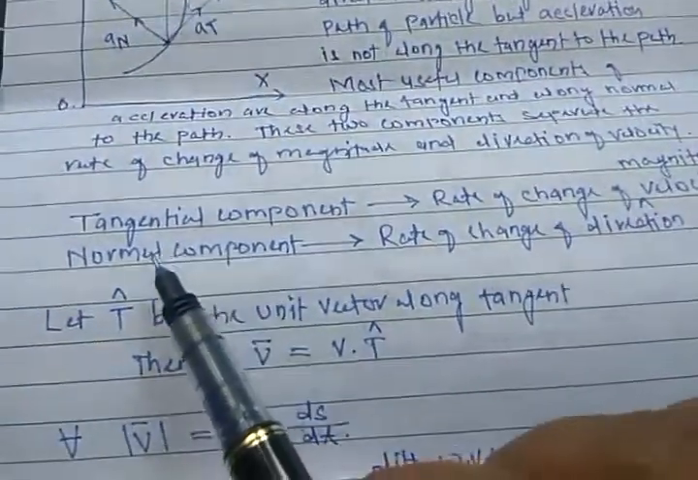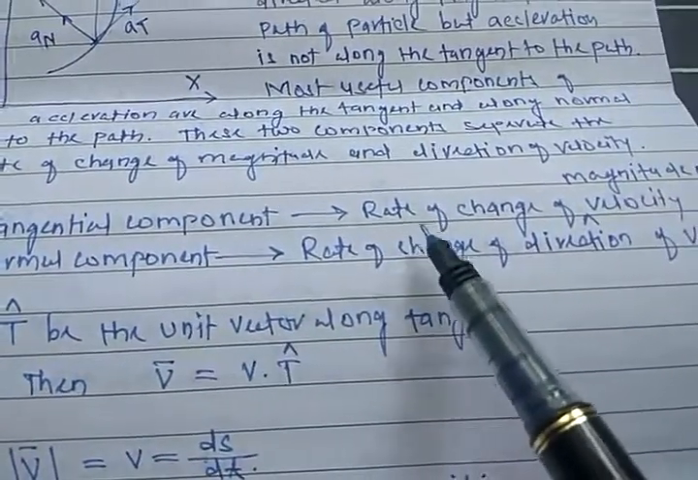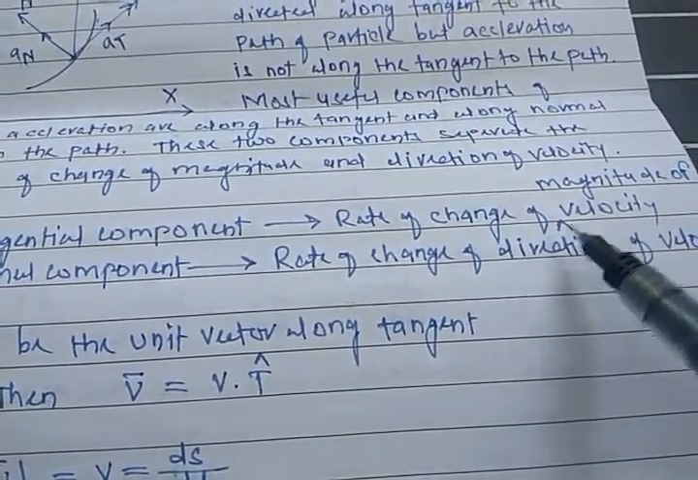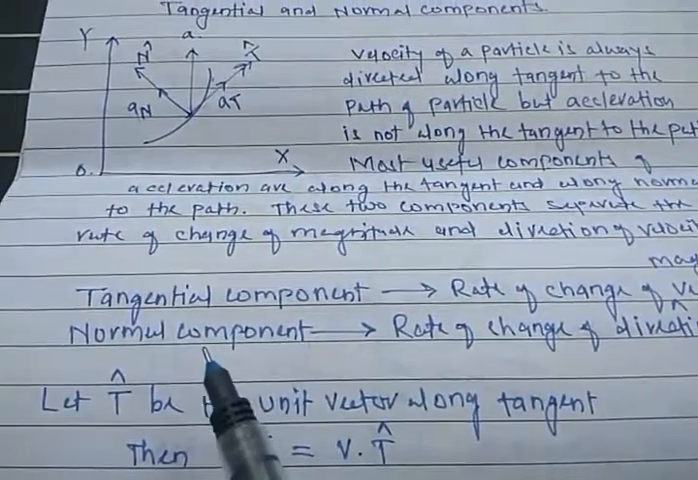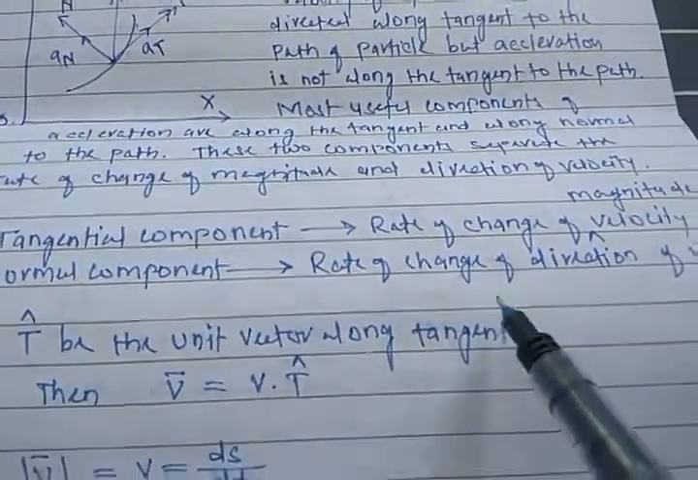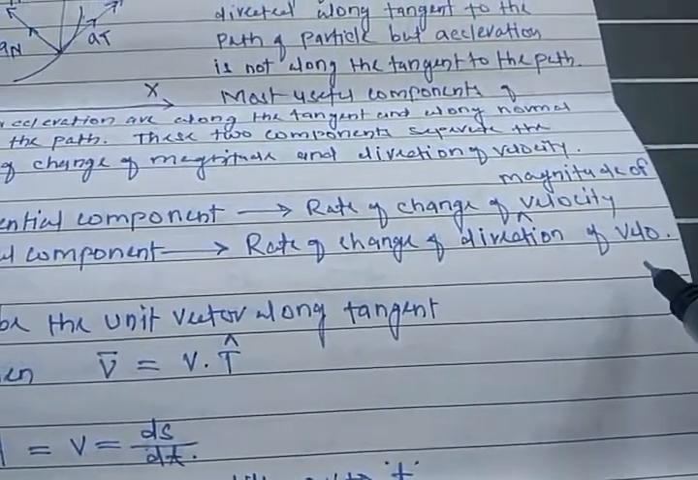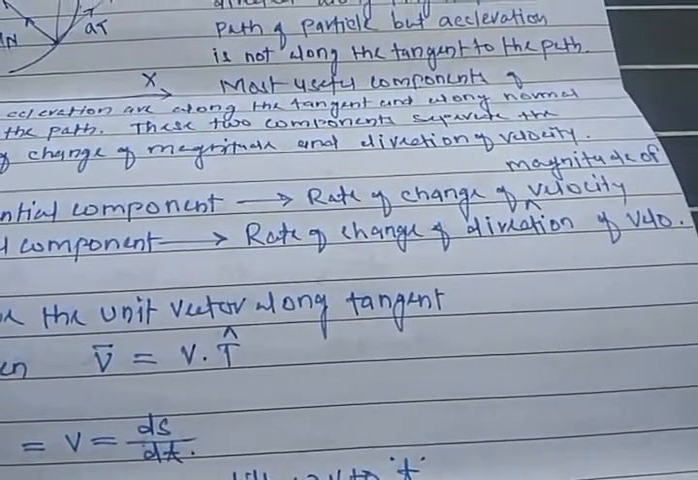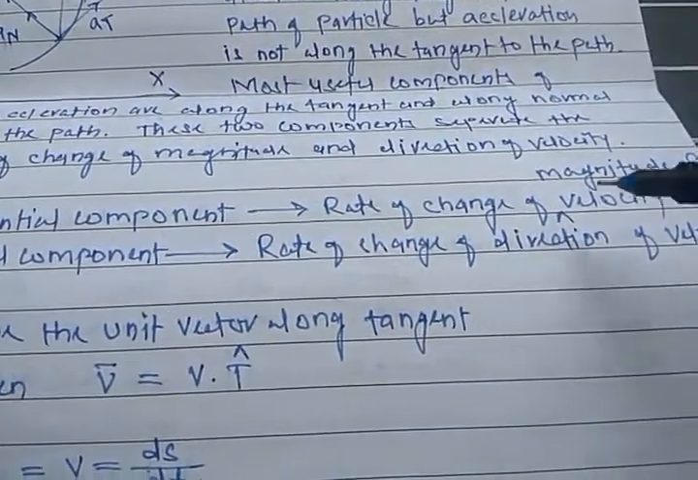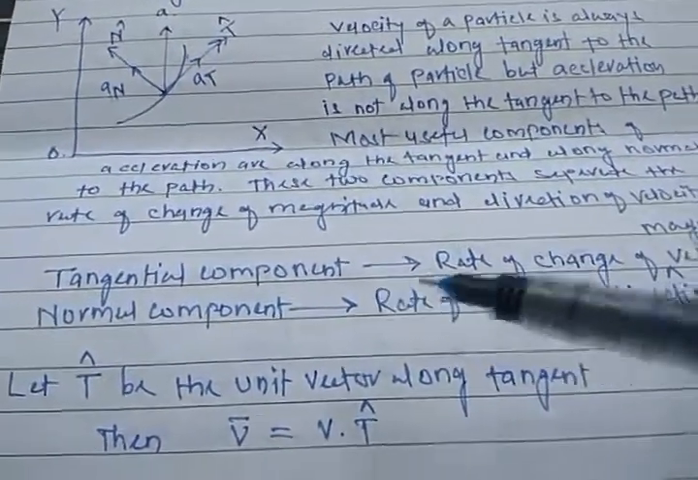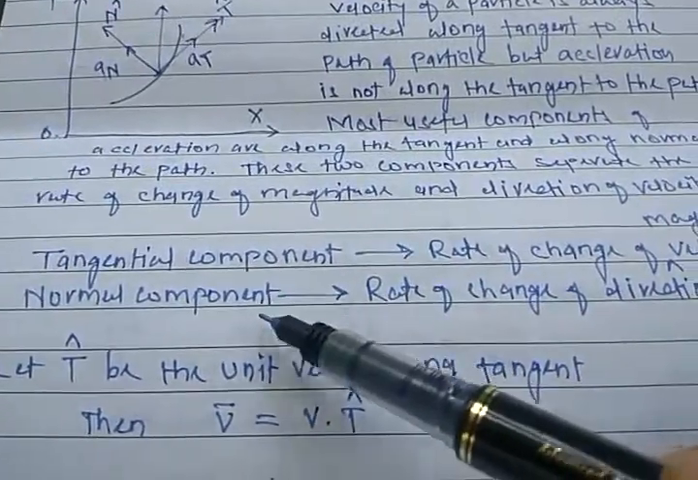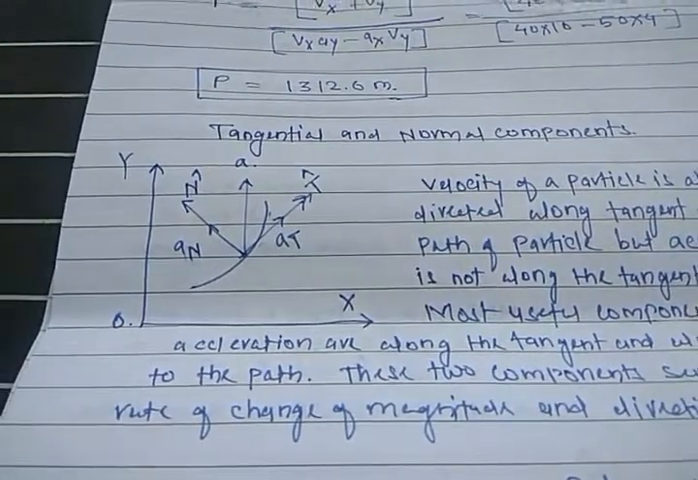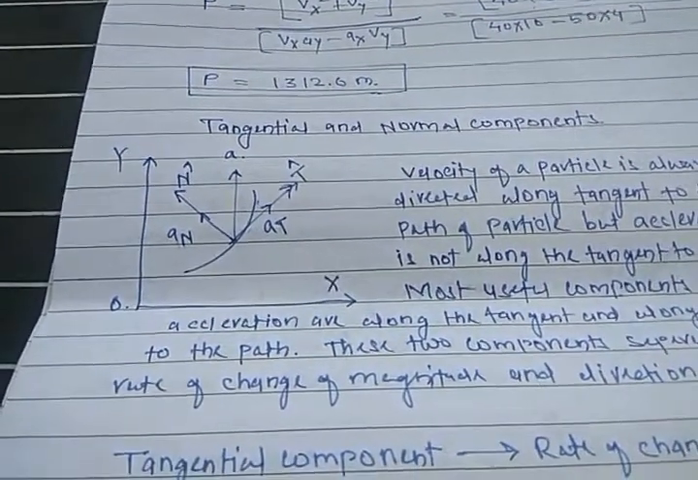So the tangential component at gives us the rate of change of magnitude of velocity. And the normal component an gives the rate of change of direction of velocity. We know velocity is a vector quantity, so it has both direction as well as magnitude. So if magnitude changes, that will be reflected in at, and if direction changes, that will be reflected in an. See this diagram carefully, we will be requiring this in further discussion.